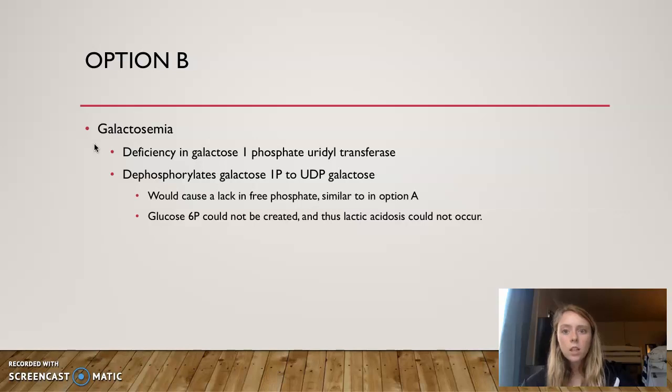Option B was galactosemia, which is kind of similar to option A. It's a deficiency, though, in galactose 1 phosphate uridyl transferase. And this enzyme dephosphorylates galactose 1 phosphate to UDP galactose. So similarly to option A, you wouldn't have any free phosphate, which would create an issue in glycogenolysis, which would mean that glucose 6 phosphate could not be created. It could also cause an enlarged liver because of the buildup of glycogen, but the symptom of lactic acidosis would not be explained because glucose 6 phosphate could not be created.